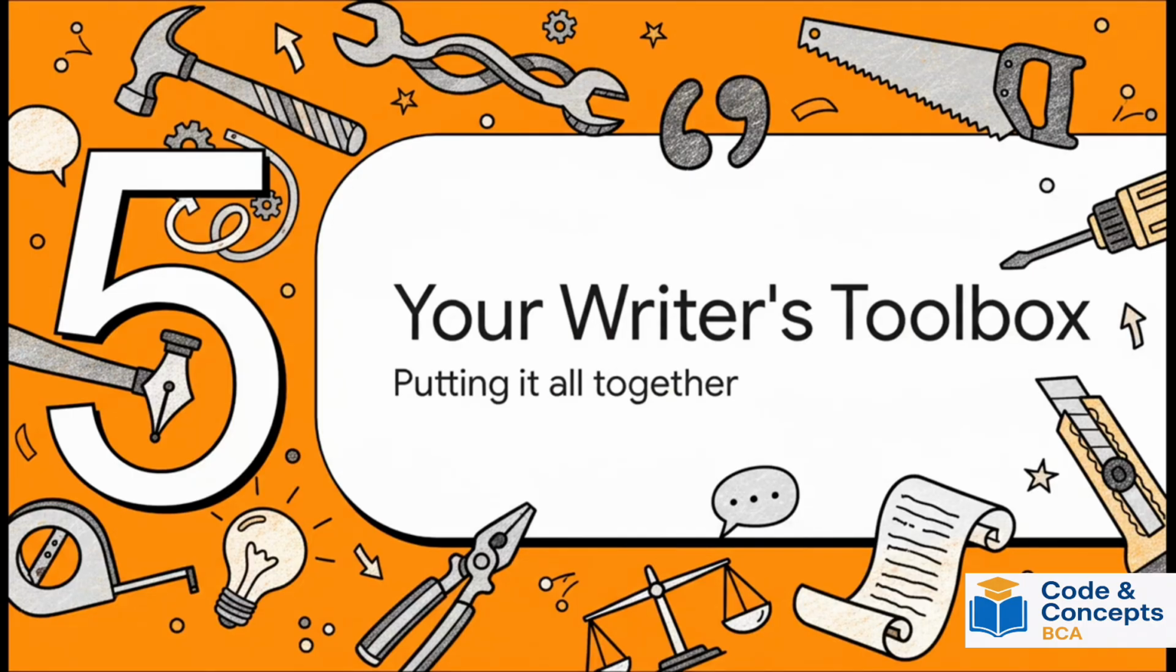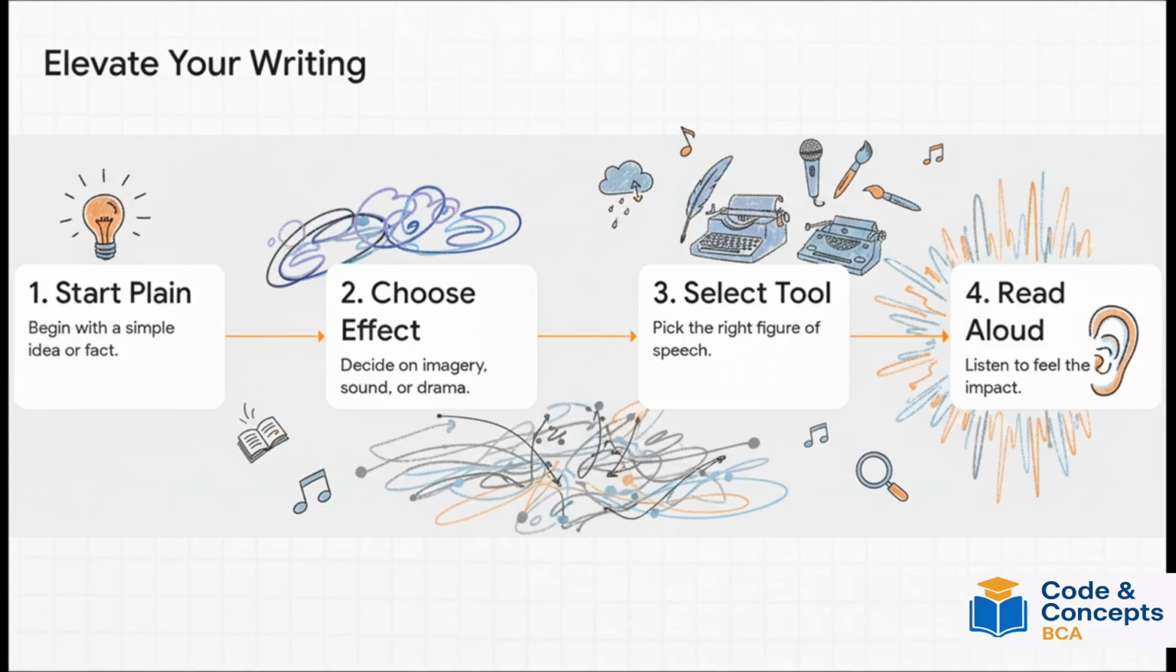And there you have it. Just like that, we've filled up our toolbox with all these powerful devices to take your language from just okay to totally unforgettable. So why does all this matter? Well, because using these tools isn't some kind of secret magic. It's actually a pretty simple process. You start with a plain idea, you decide what you want your audience to feel, whether it's imagery, sound, or drama. You pick the right tool for that job, and then you say it out loud to see if it works. That simple process can completely change how people hear what you have to say.